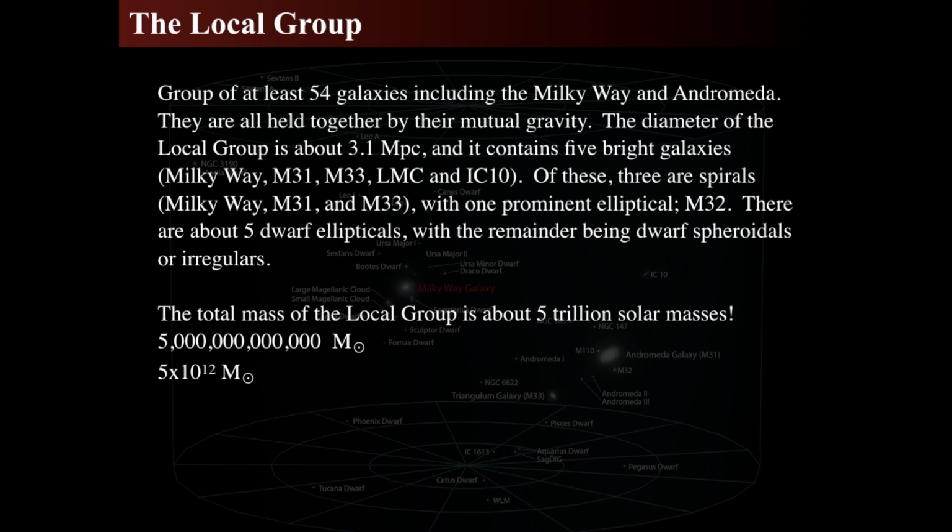There are a few dwarf ellipticals, and lots of little dwarf spheroidals, dwarf irregulars, and all sorts of little bitty things. Now the total mass of the Local Group is about 5 trillion solar masses, that's about 5 times 10 to the 12th solar masses, because each of the Milky Way and Andromeda is a few hundred billion stars, with a lot of dark matter in between. When you add up all the stuff and all the dark matter, you've got a lot of mass there. All right, so the Local Group is our little neighborhood.